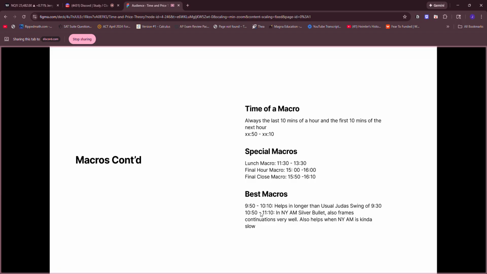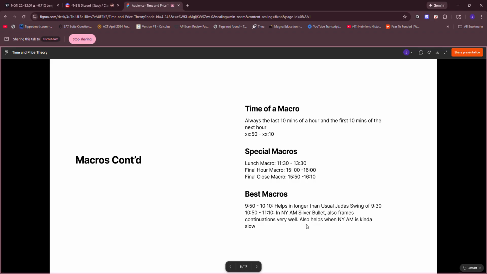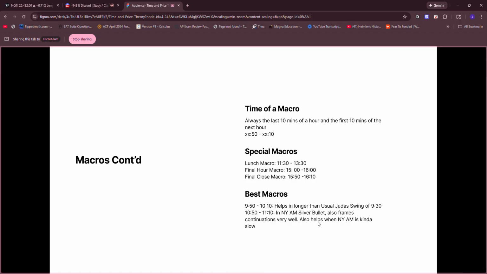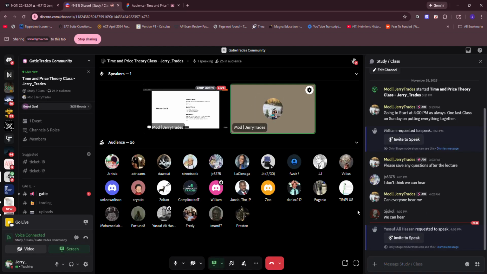And then 10:50 to 11:10, it's in the New York Silver Bullet. It's very late, so it might be a later entry. It also frames continuations very well, and it also helps when New York AM session is kind of slow. So if you have studied Gaddy stuff, you have seen him use the 10:50 macro a lot, and it is very convenient for framing continuations or when New York AM session is kind of slow.